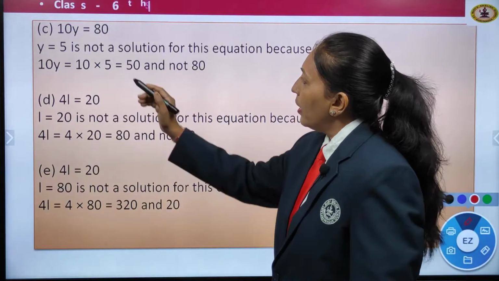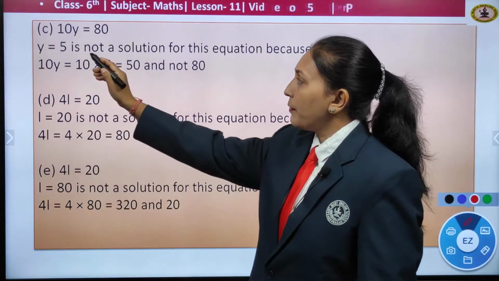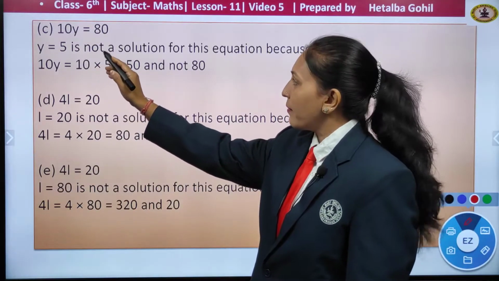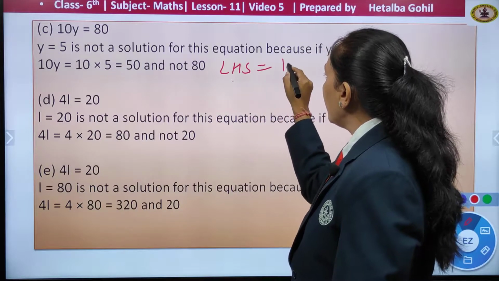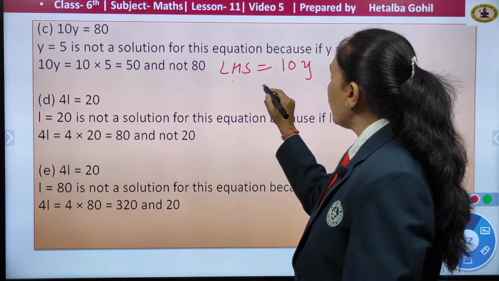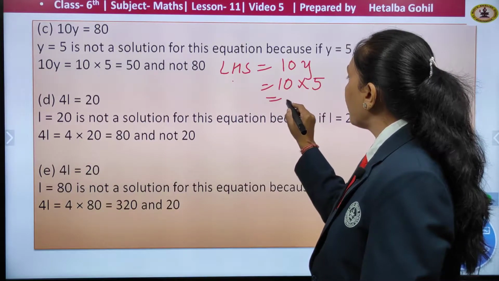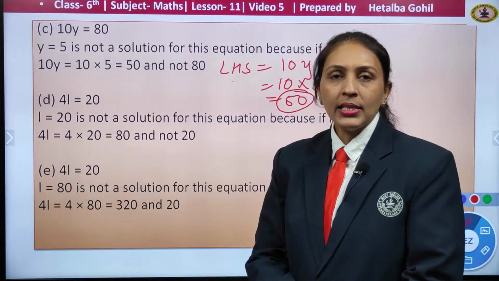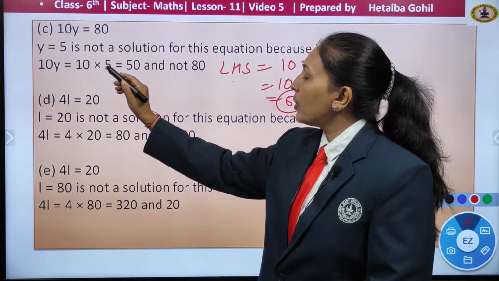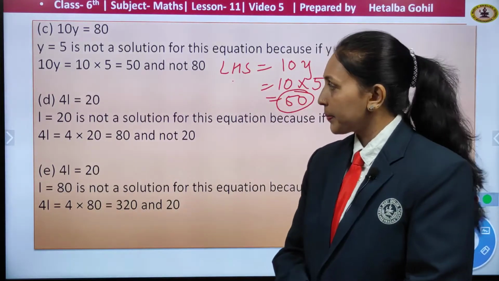Taking next value, 10y equal to 80. The value of the variable y given to you as 5. So on LHS side, 10y, putting the value of y as 5, 10 into 5, I am going to get 50. But 50 is not equal to 80. Hence, I can say y equal to 5 is not a solution for the given equation.